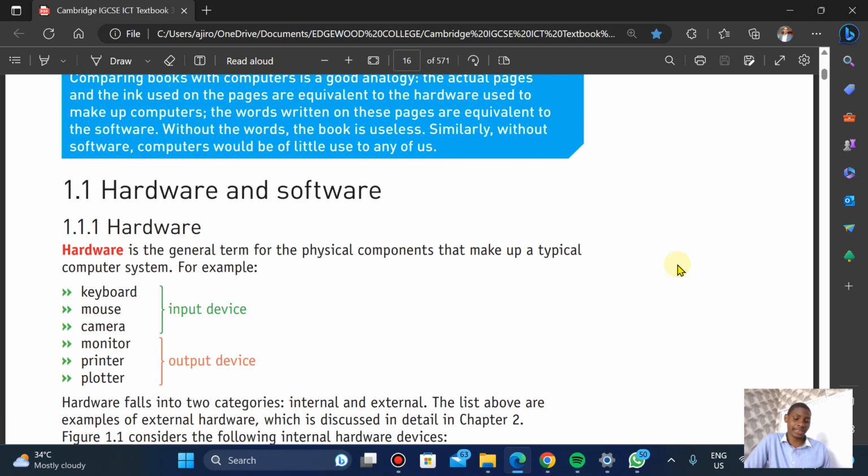When we talk about hardware, in simple terms, they are the physical components that make up a typical computer system. That is what hardware is. Let's give an example. We have the keyboard, we have the mouse, we have the camera, we have the monitor, we have the pointer, we have the plotter. Notice that in the textbook, it has been separated as the input and it has been separated as the output. In the course of this video, we're going to be looking at the input and also going to be looking at the output.